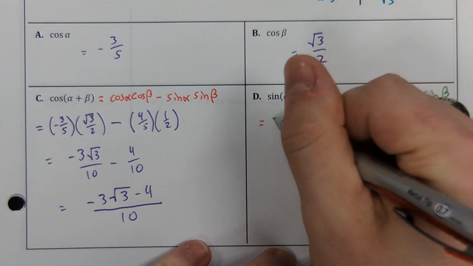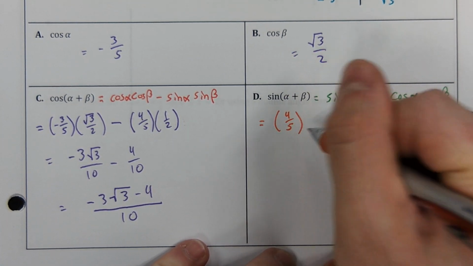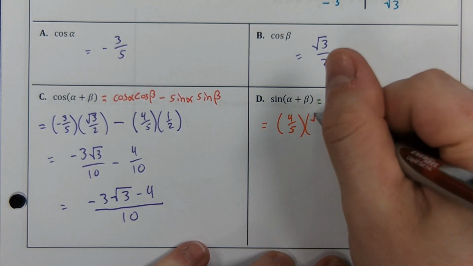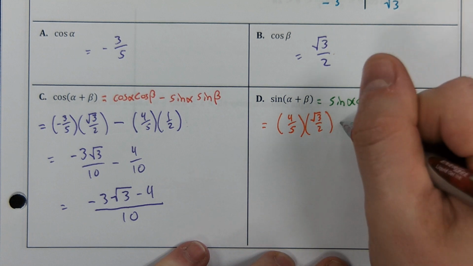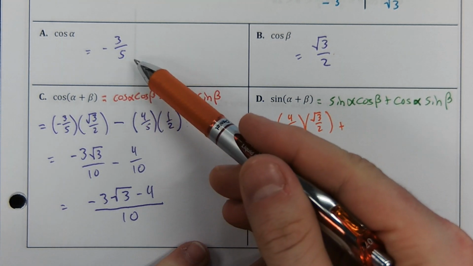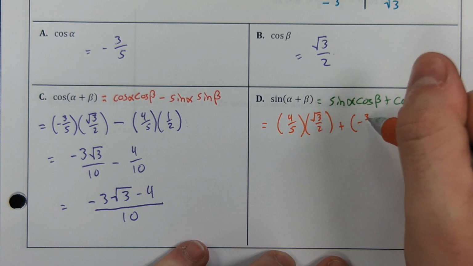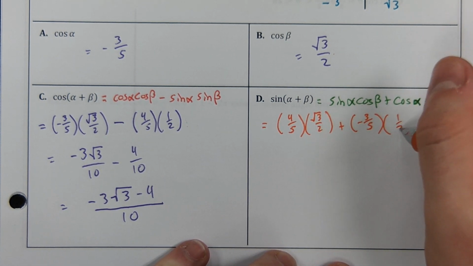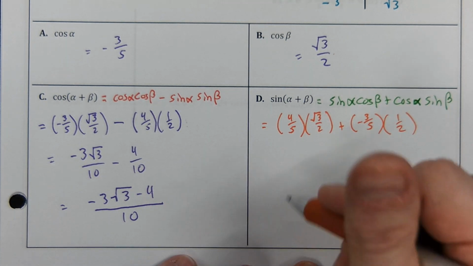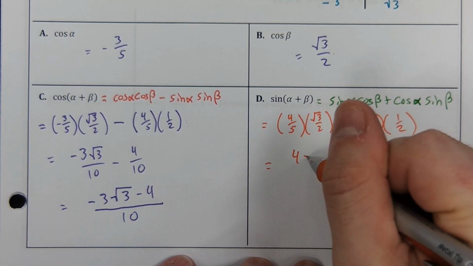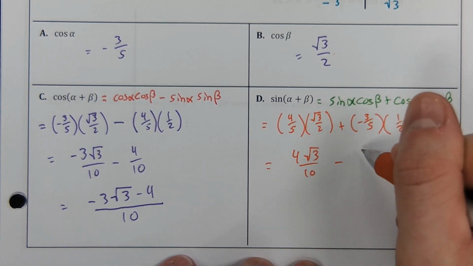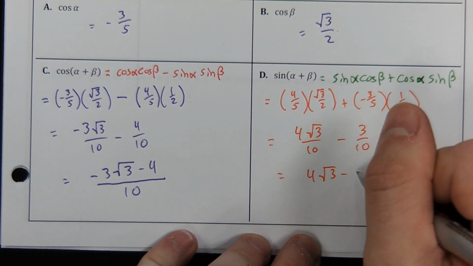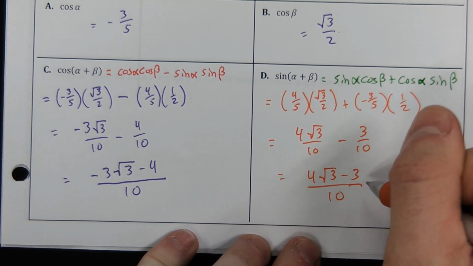Sine of alpha was given to us. We found cosine of beta, literally directly above, root 3 over 2. Cosine of alpha we found, negative 3/5. And sine of beta was given to us in the words, 1/2. So once again, denominators are already rationalized for us. Gives me 4 root 3 over 10 minus 3 over 10. So 4 root 3 minus 3 over 10.